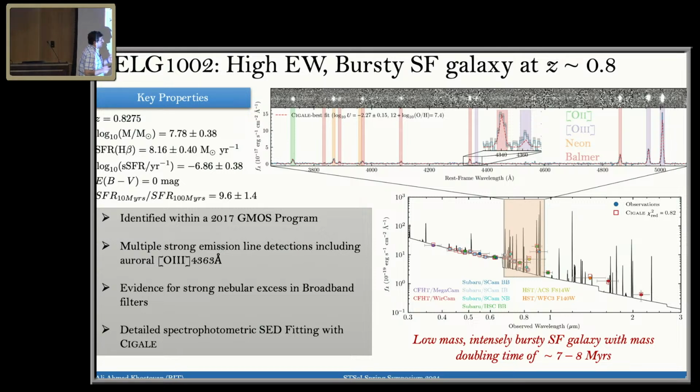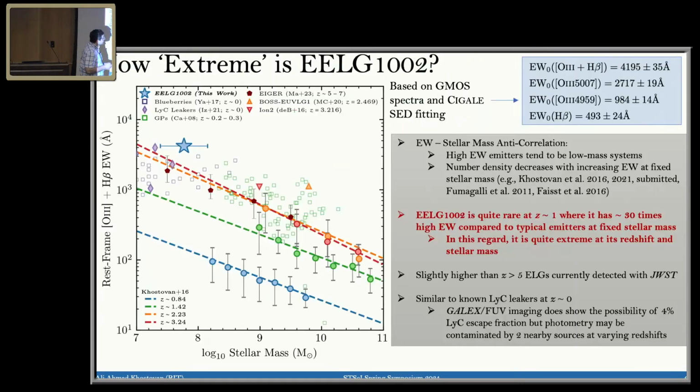And when we did detailed spectrophotometric SED fitting, we found that this source is actually quite bursty. It has very high specific star formation rates and a mass doubling time on the order of about 7 to 8 million years. And you can even see within the broadband photometry that there's this clear bump that signifies a high equivalent width emission line feature, which is the [O III] H beta line. Now, how extreme is this one source, which we call ELG1002? That was just the object ID number within the mask.